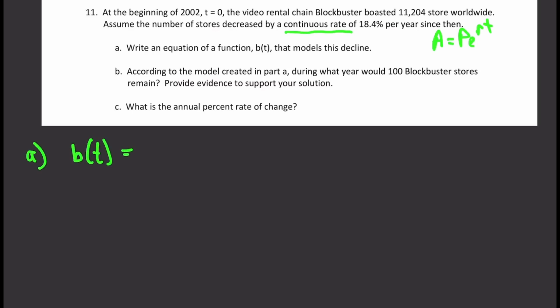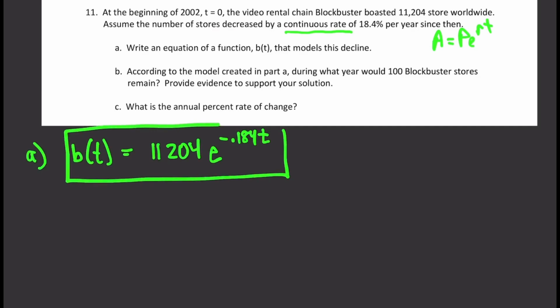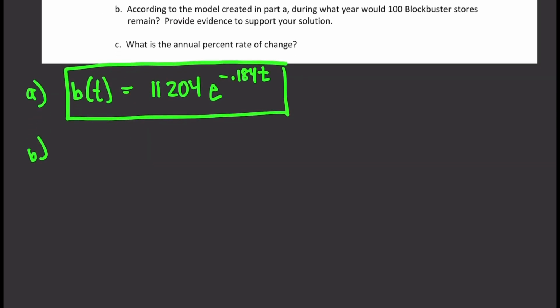All right, our initial amount, that is 11,204. E, what is the rate? If it's declining, it's negative 0.184, and that's going to be times t. So part B, it says, according to the model created in part A, during what year would 100 Blockbuster stores remain? Provide evidence to support your solution. So it's going to be 100 remaining, and we're just going to use this equation we came up with above, and we're going to solve for t.